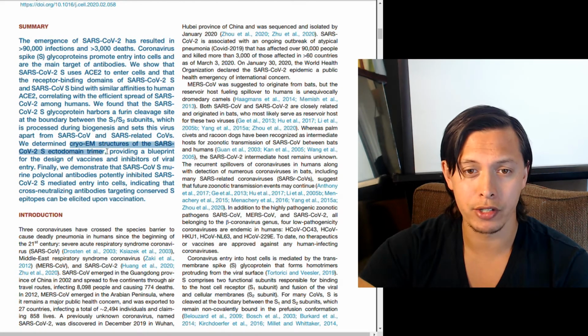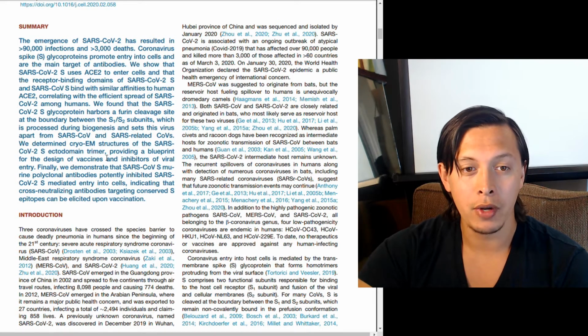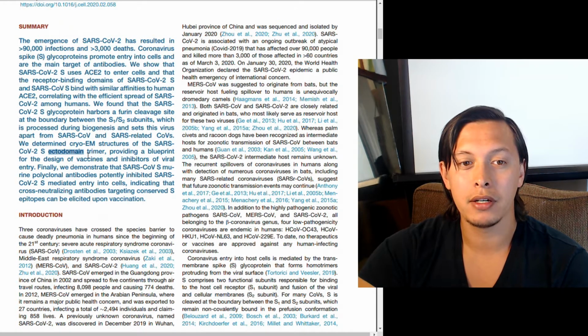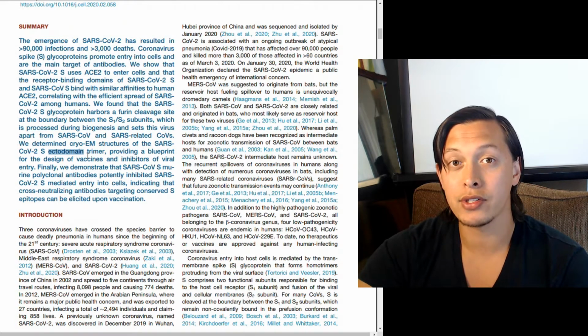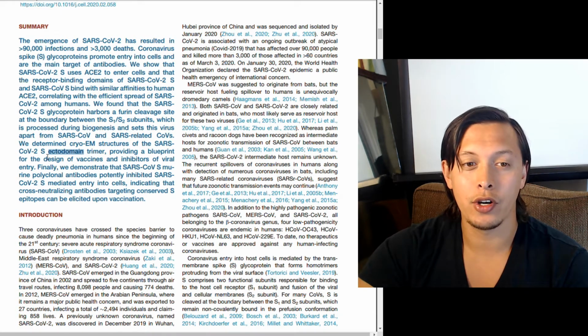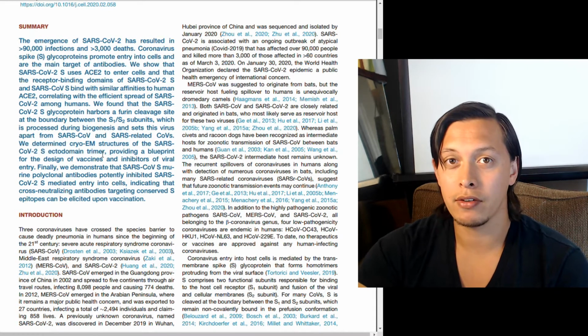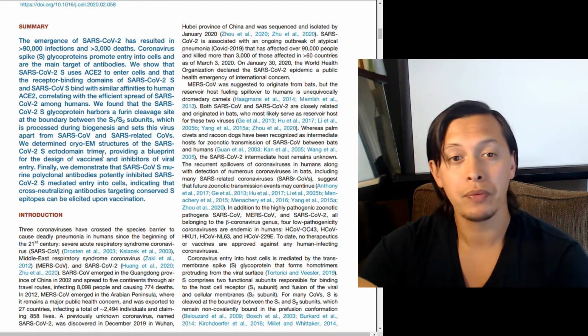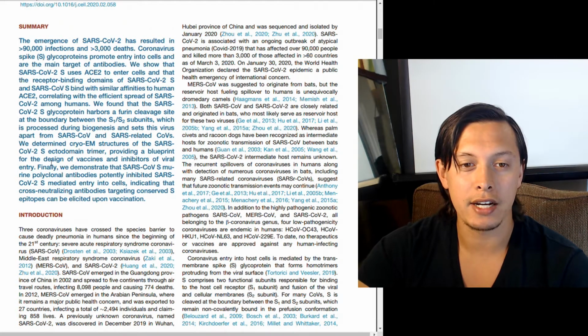cryo-EM structures of the SARS coronavirus 2 S ectodomain trimer. So ectodomain just means the part of the protein that sticks outside of the virus shell. So ecto meaning out, ectodomain, the domain that is outside. And it's a trimer, so these S proteins group in groups of 3. Providing a blueprint for the design of vaccines and inhibitors of viral entry.